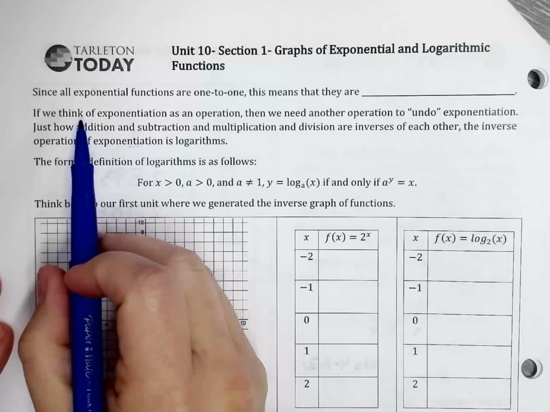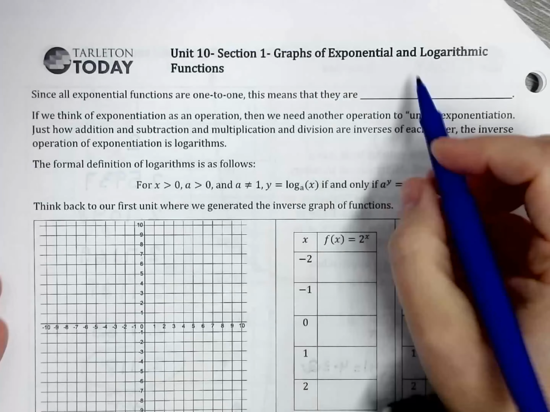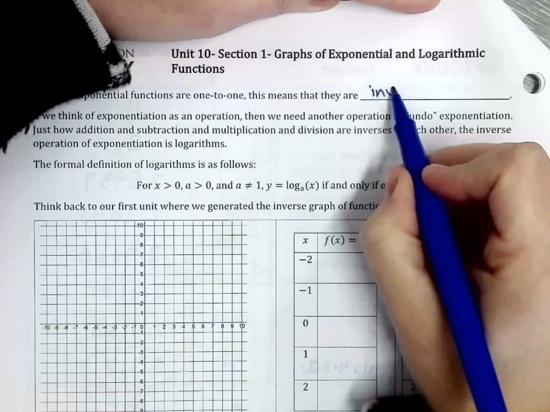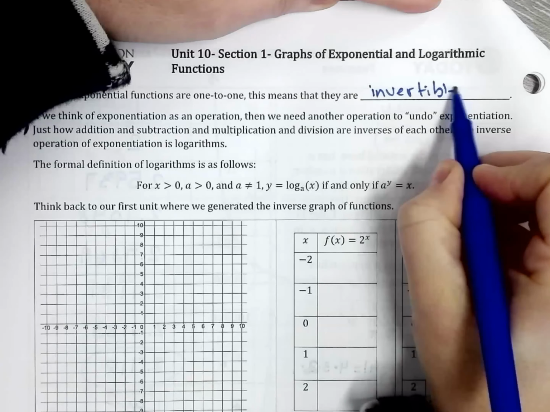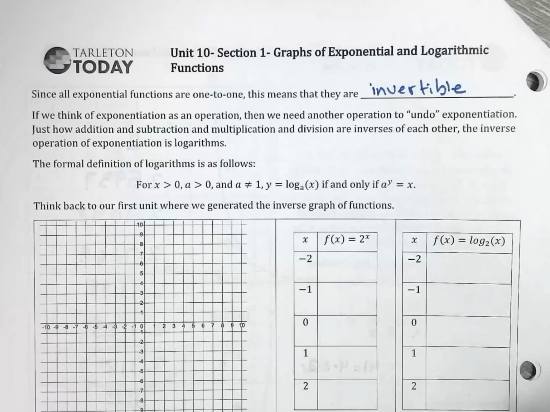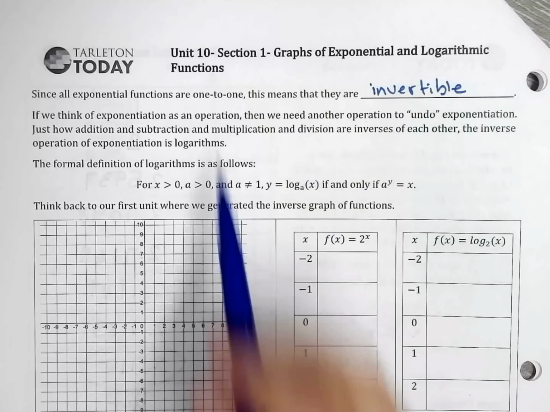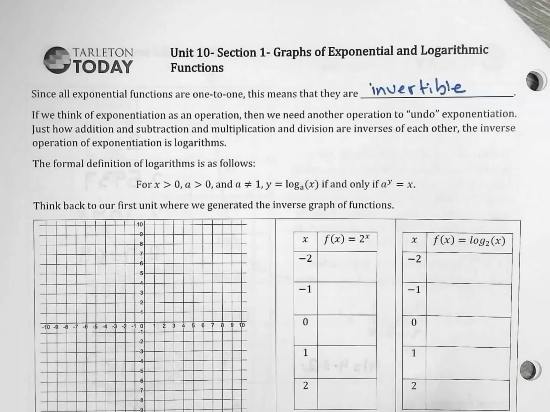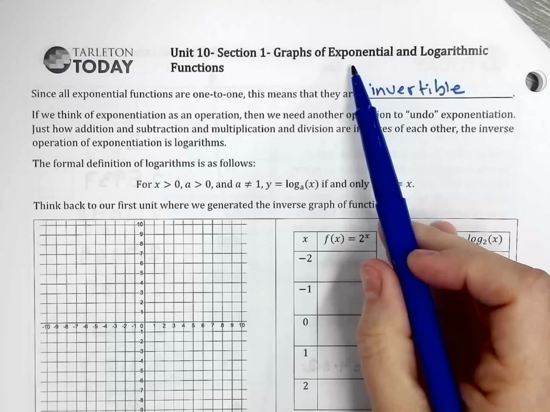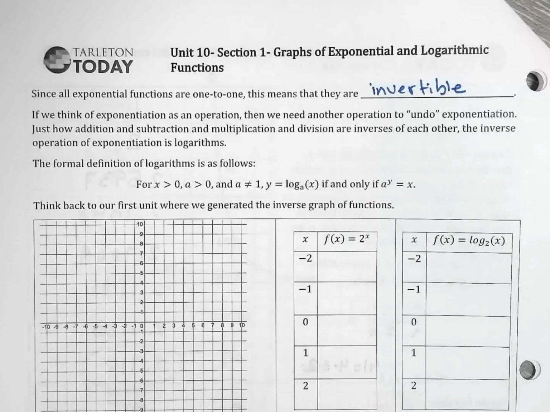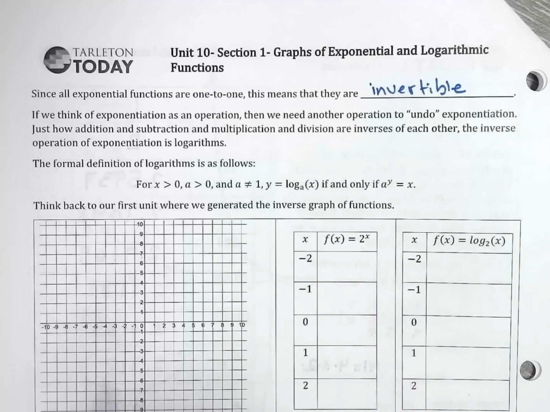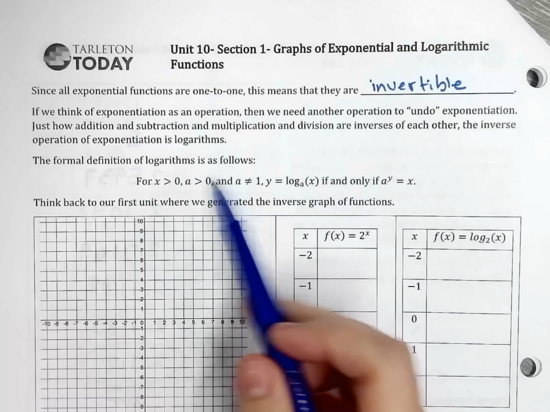So since all exponential functions are one-to-one, that means they are invertible. Invertible means they are inverses of each other. So one-to-one means you will be able to find the inverse function. And if you haven't found that out yet, logs and exponential functions are inverses of each other. Here you have a couple of examples, like addition and subtraction, multiplication and division. They undo the operation. And that summarizes that.